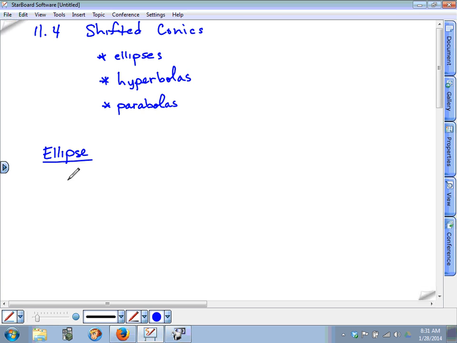Let's start with the ellipse, and we'll go back to 11.2. Let's just review real quick how to graph an ellipse that's not been shifted, and then we'll take a look at one that has been shifted. Ellipse. So, quick review. Let's consider this problem here. How would we graph x squared over 4 plus y squared over 9 is equal to 1?